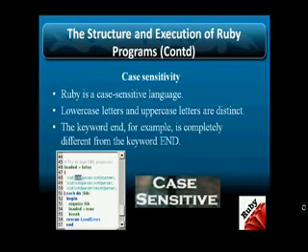Case sensitivity of Ruby programs. Ruby is a case-sensitive language, and lowercase letters and uppercase letters are distinct. The keyword end is completely different from the keyword END, which starts with capital E followed by capital N and D.